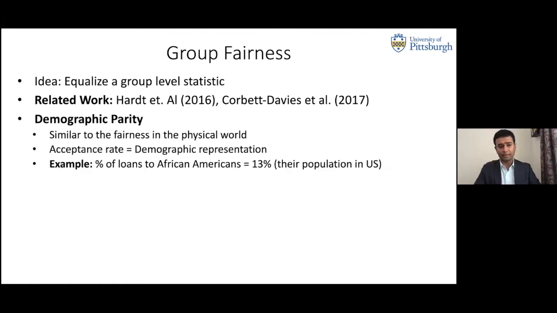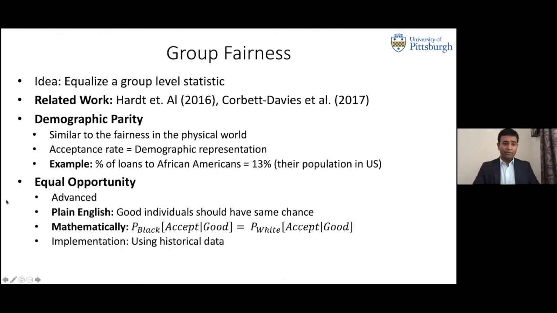So then we talk about group level fairness, which addresses the problem of individual fairness. In group level fairness, there are several examples. One is demographic parity. This is very similar to the fairness notion that we have in the physical world, that if a group has 20% of representation in the population, 20% of resources should be given to that group. 20% of loans, 20% of education, employment, and all that. So in the example of African Americans, because African Americans in the US are 13%, 13% of loans should be given to African Americans, for example.